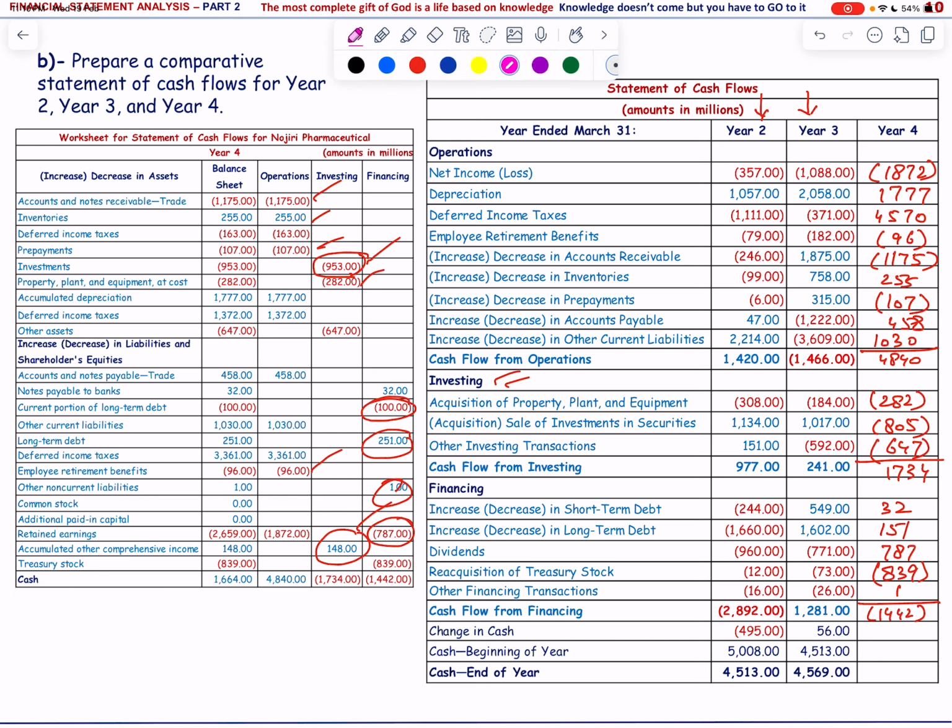So if we make a total of these, cash flow from operations, cash flow from investing, and cash flow from financing, the total will be, and this will be how much? This will be 1664. So this is the change in the cash, and if you can recall, this was the change in the cash.